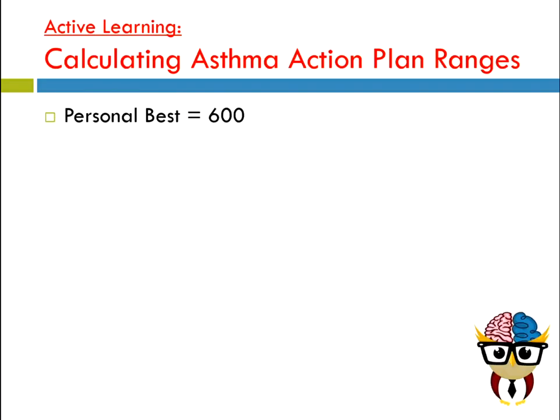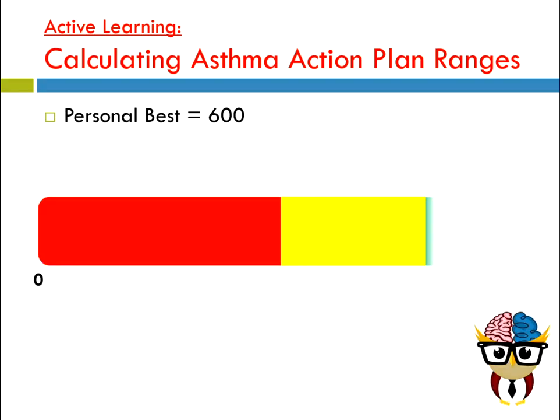All right, so let's do some calculations. So let's say the patient's personal best is 600. Okay, I like to think of this as a number line that goes from 0 to 600. What is the red zone? Less than 50%, good. What is the yellow zone? 50 to 80. And what is the green zone? Greater than 80.